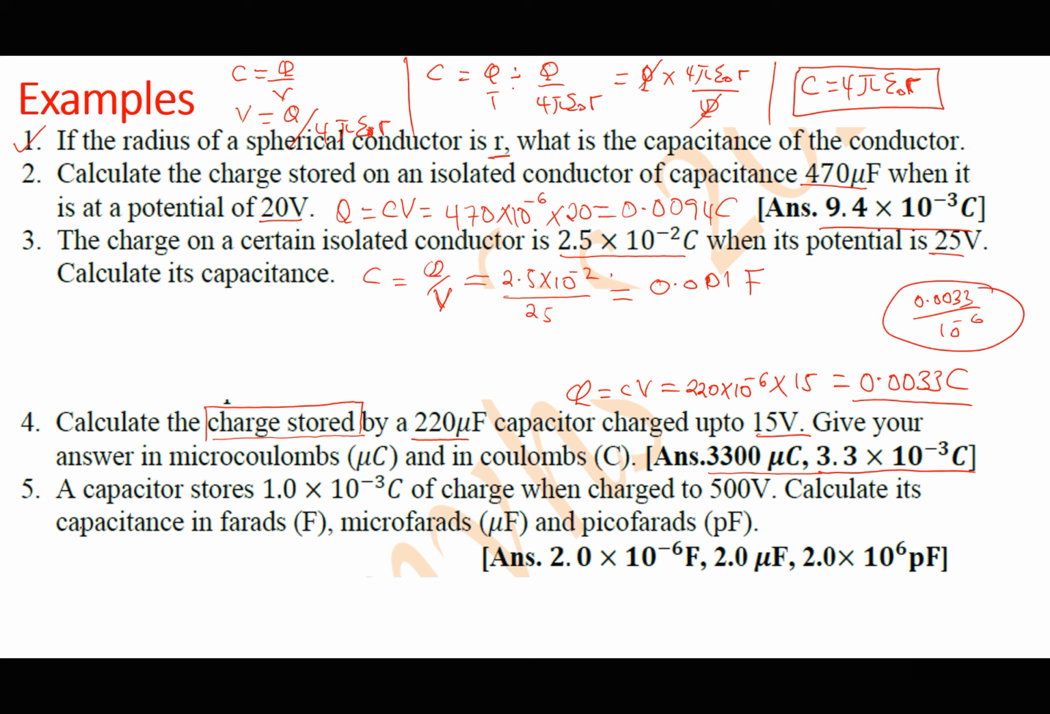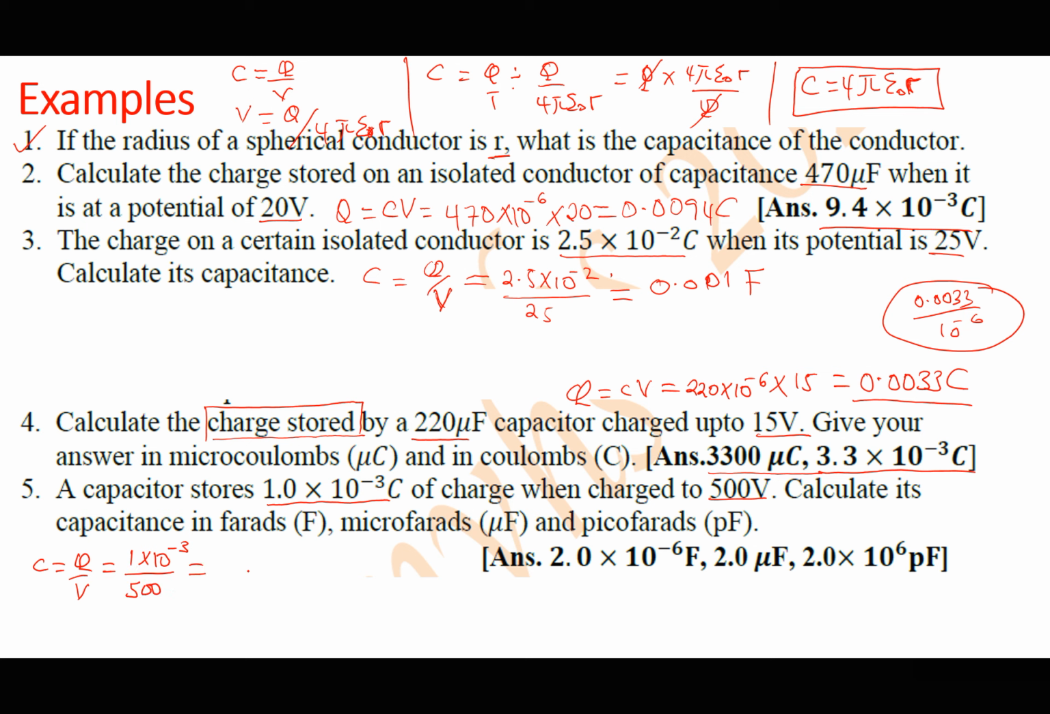Then example number 5. A capacitor stores 1.0 times 10 to the power of minus 3 coulombs of charge when charged to 500 volts. Calculate its capacitance in farads, microfarads, and picofarads. So capacitance is equal to charge over V. So the charge is 1 times 10 to the power of minus 3 divided by V, which is 500.